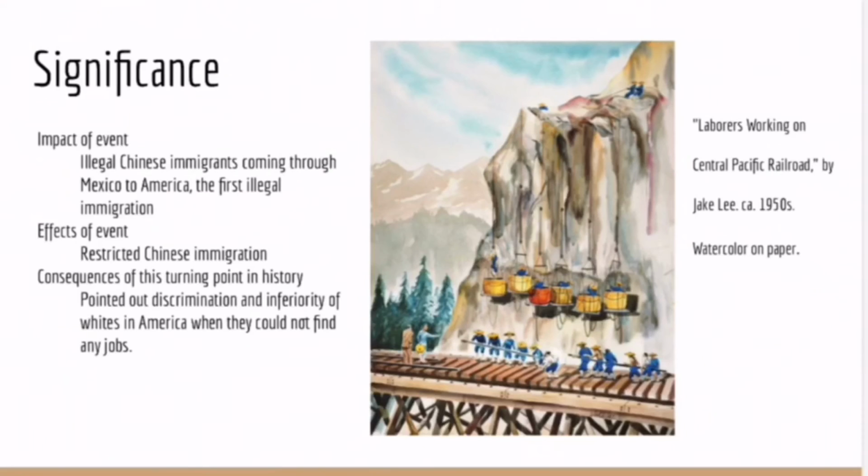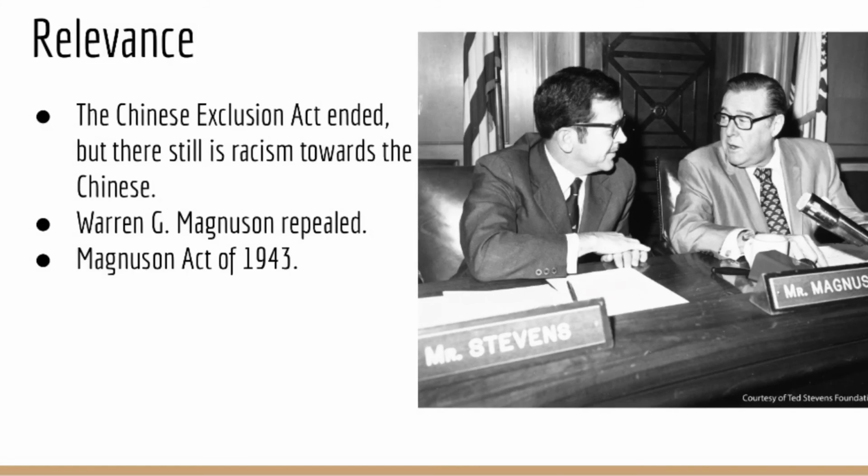This pointed out discrimination and inferiority of whites in America when they could not find any jobs. Eventually, they continued discrimination towards other immigrants. The Chinese Exclusion Act ended, but there was still racism towards the Chinese. Like many minorities, most immigrants have assimilated into American culture in order to prevent feeling alienated.